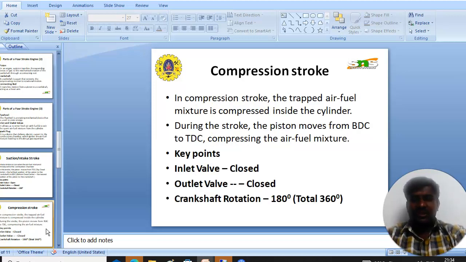The next is the compression stroke. In the compression stroke, the trapped air fuel mixture is compressed inside the cylinder. During the stroke, the piston moves from the BDC to TDC, compressing the air fuel mixture. The key points of the compression stroke are inlet valve closed, outlet valve closed, crank rotation is 180 degrees, totally it is 360 degrees.